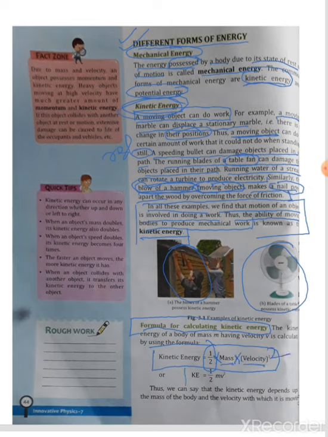Okay, in short we can write KE equals half mv square, where m stands for mass and v stands for velocity. So thus we can say that the kinetic energy depends on the mass of the body and the velocity with which it is moving.